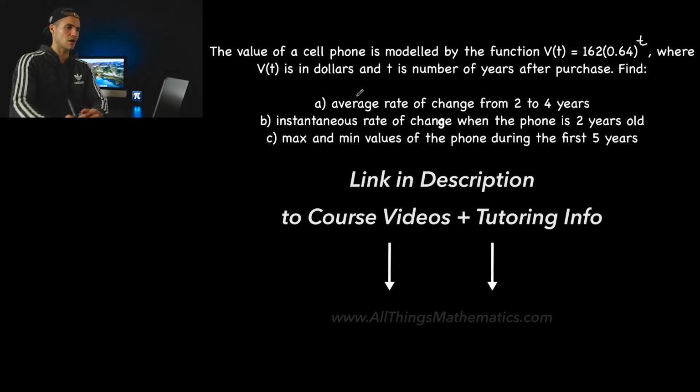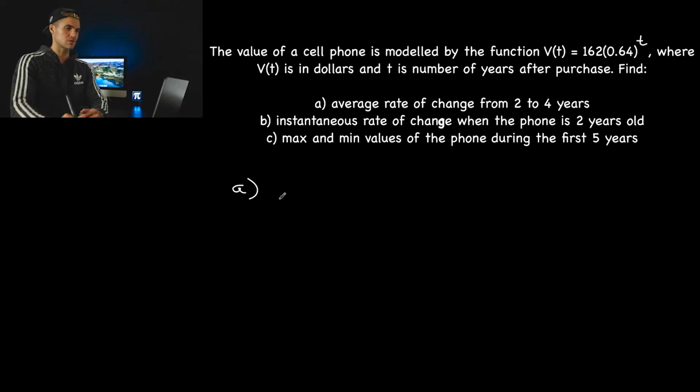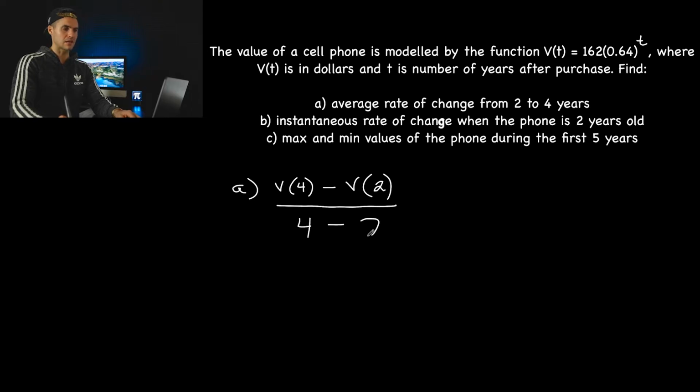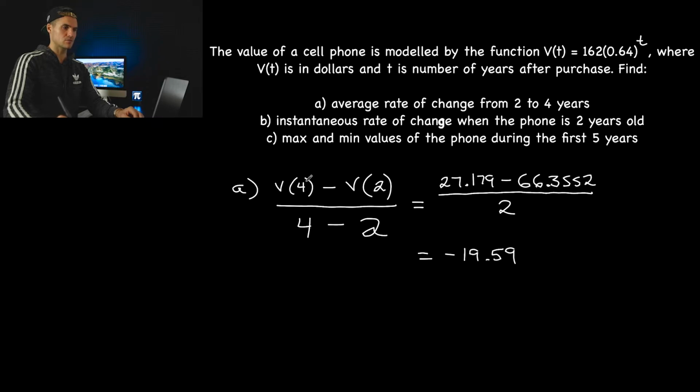Okay, starting off with part A, this one is going to be pretty simple. Average rate of change from 2 to 4 years. We can find the value of the phone during the 4th year, subtract the value of the phone during the 2nd year, over the difference in the independent variables, which is the time in this case. When you plug in 4 and 2 for t, you get these corresponding values of the cell phone, take the difference divided by 2, and we get an average rate of change of negative 19.59.